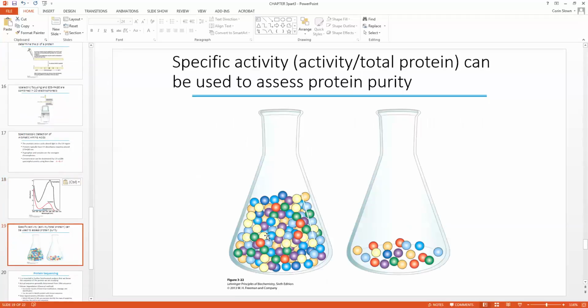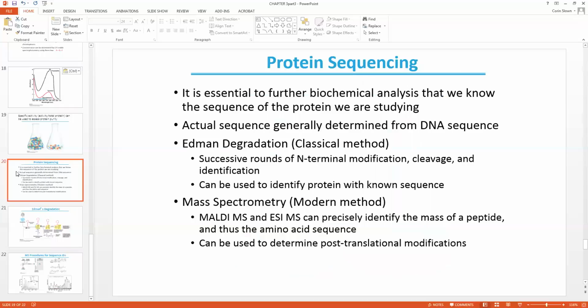We could also use specific activity. So this is the activity per total protein in order to determine protein purity, to figure out how much of the protein that we have is active. And then we also might be interested in protein sequencing. So once we've isolated a protein, it's important for us to be able to determine the sequence of amino acids of that protein. Now the sequence itself is usually determined from a DNA sequence.